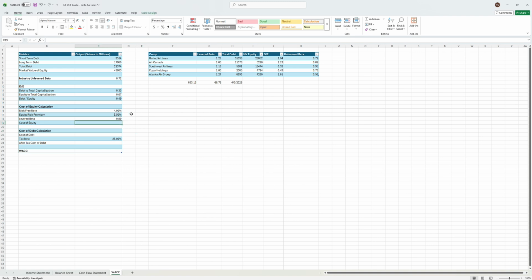Now for our cost of equity, basically what we'll do here is it equals our risk-free rate plus our levered beta times our equity risk premium. That is going to give us a cost of equity of 9.45%. And then for our cost of debt, what we're going to want to do is find our gross interest expense.